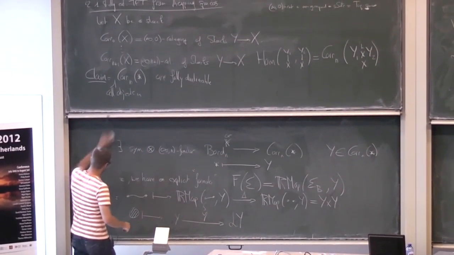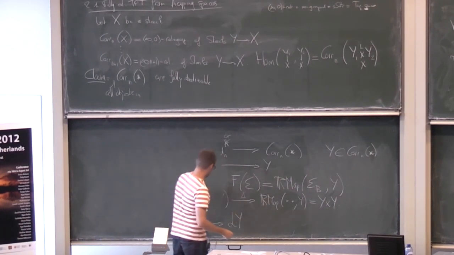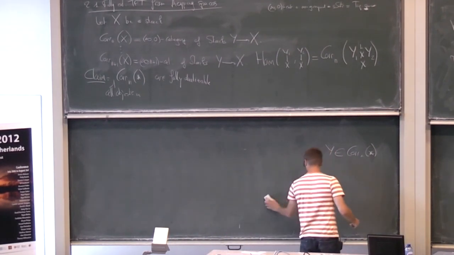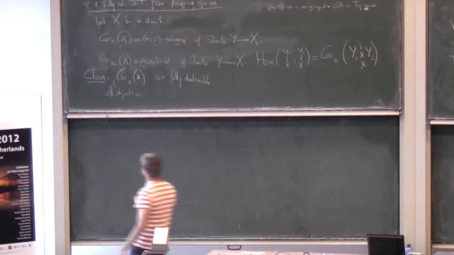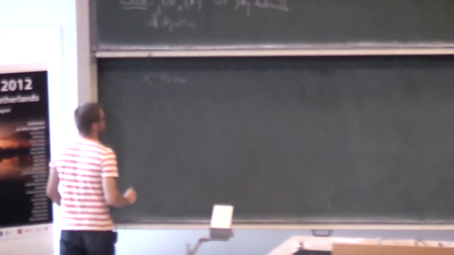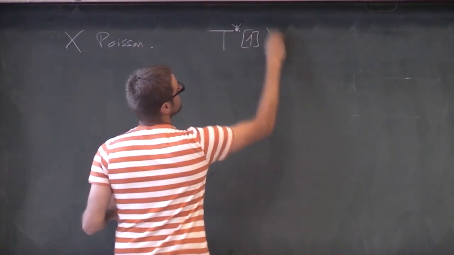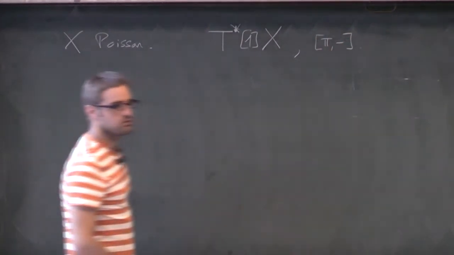a kind of avatar of this symplectic groupoid, at least the formal one of Cattaneo and Felder. So let me try to explain this briefly. Okay, so let's start with X, some Poisson variety. So we can consider the shifted cotangent space of X, on which we put a differential which is basically the bracket with the Poisson structure. So I will call this M.